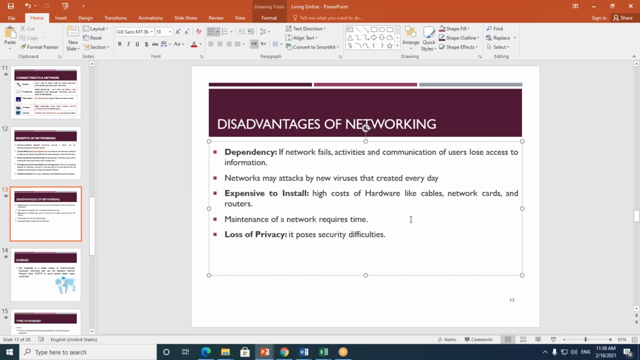Do we have disadvantages of a network? Yes, we have. The first one is dependency. If the network fails, the activities and communication of users lose access to information.